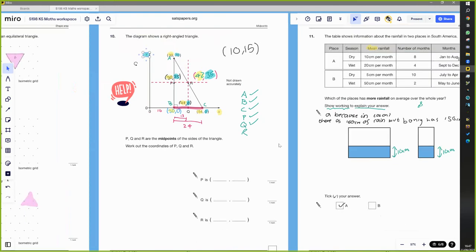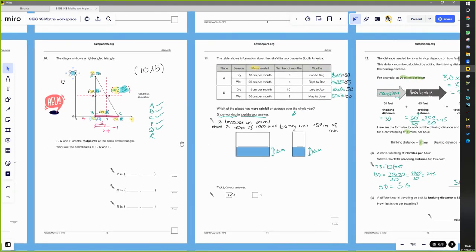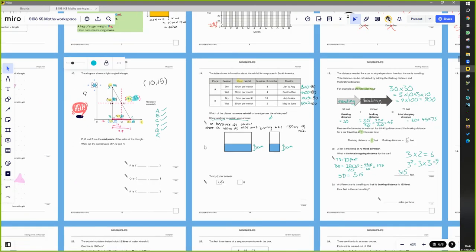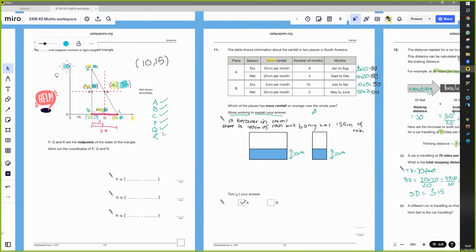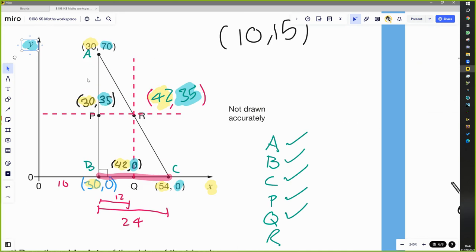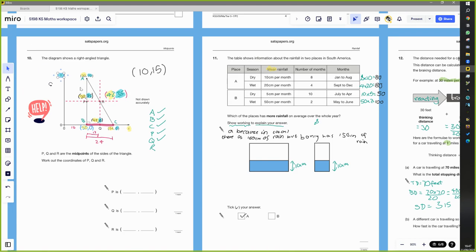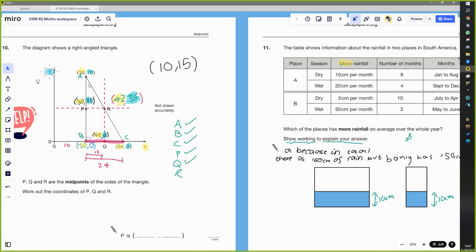Right, so we've gone through questions 10, 11 and 12 slowly. I'm going to summarize each one. So if you follow along as best you can, hopefully this will make a bit more sense now that we've gone through it more slowly. The first question then is we've got a right angle triangle and we've got these coordinates.